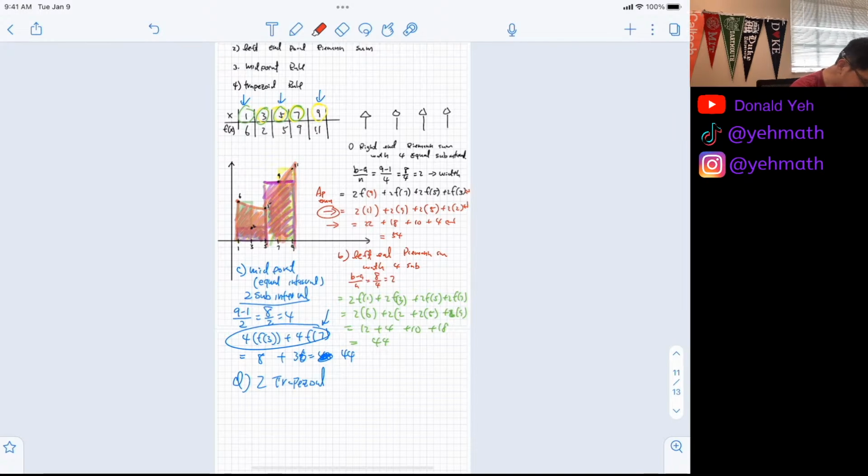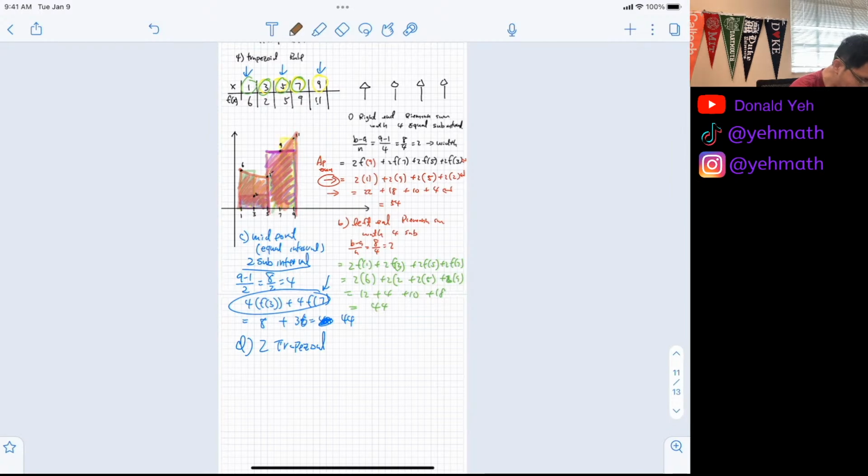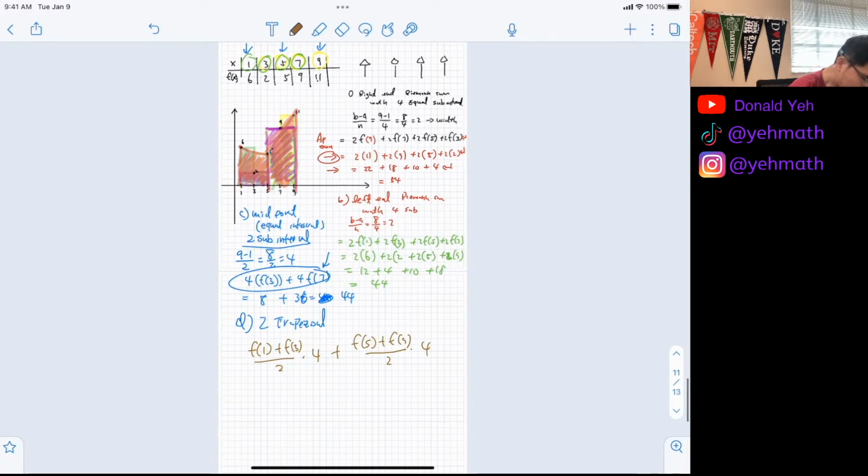So this is trapezoid. Now trapezoid has a width of 4, but that means height. So it's gonna be f of 1 plus f of 3 divided by 2, because the base 1 plus base 2 divided by 2 times the height, which is 4, plus f of 5 plus f of 9 divided by 2 times 4. So in this case, it's going to be 6 plus 5 divided by 2 times 4 plus, and if you write this out, you will get full amount of credit already. 5 plus 11 over 2 times 4.